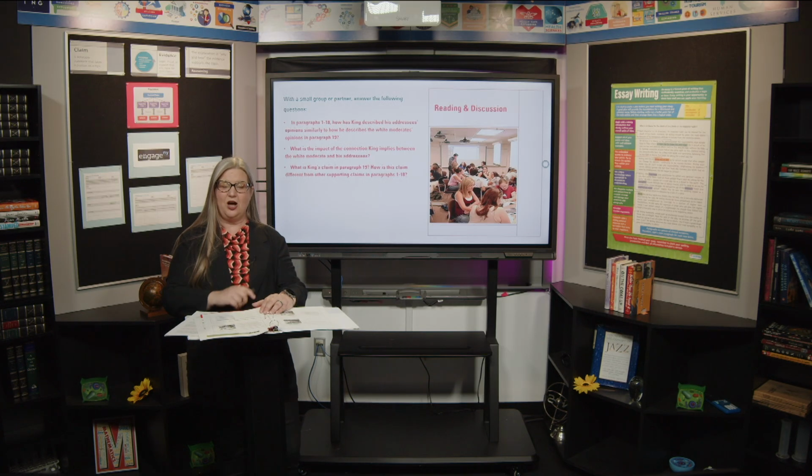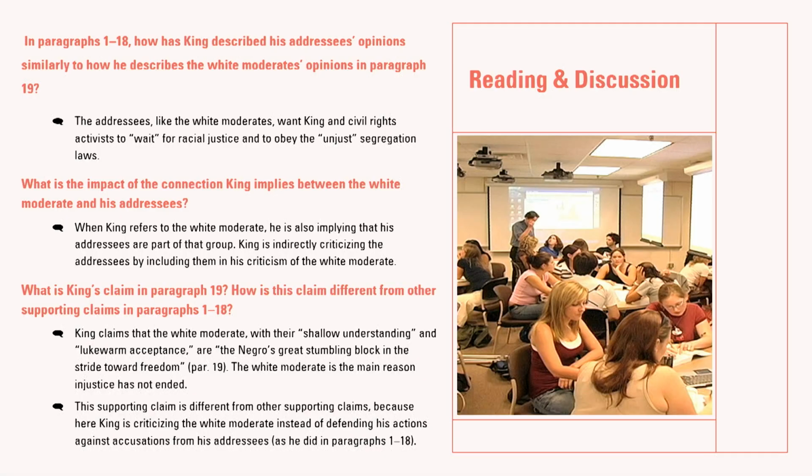Great job. Now let's talk about the responses to these questions. In paragraphs 1 through 18, how has King described his addressee's opinions similarly to how he describes the white moderate's opinions in paragraph 19? The addressees, like the white moderates, want King and civil rights activists to wait for racial justice and to obey the unjust segregation laws. What is the impact of the connection King implies between the white moderate and his addressees?